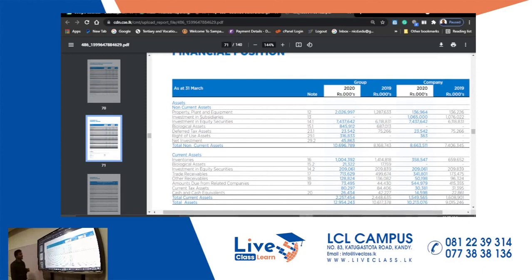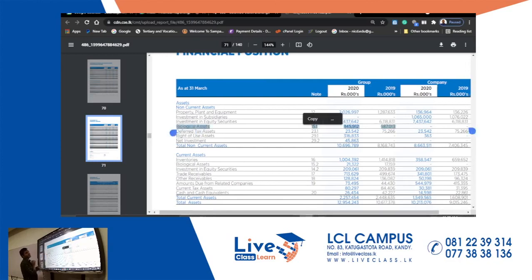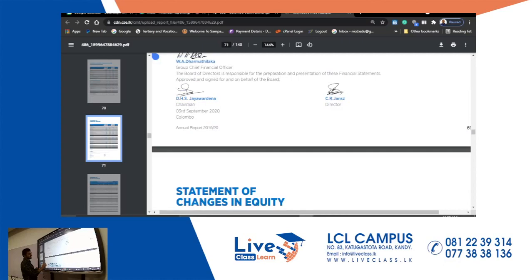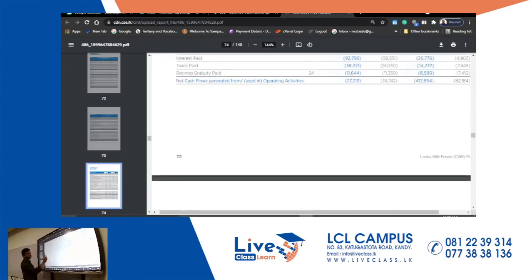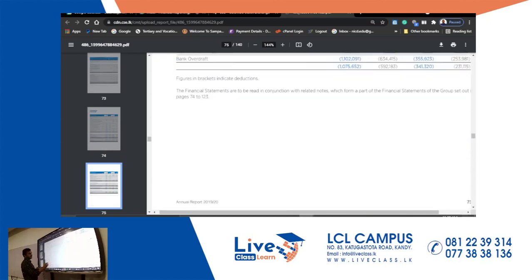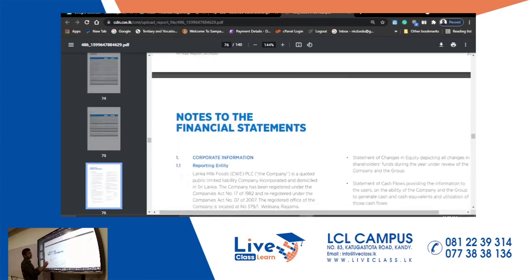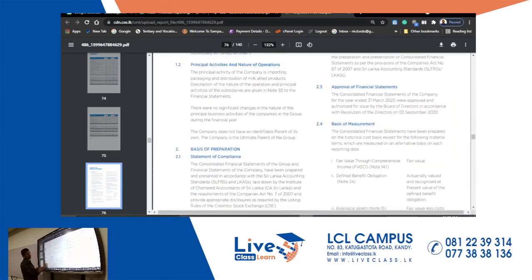Now these are the assets we have. We have property, plant and equipment, then you have biological assets, you can see. Normally these biological assets are measured using fair value. So in this financial statement there is the balance sheet, then the cash flow statement, and after that there are the notes. Let's find in these notes what they say about fair value.